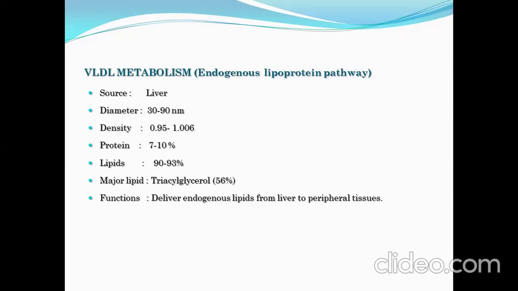So you can make a chart of these different lipoproteins for remembering purposes. Okay. And the major lipid is triglycerides. Previously, the triglyceride was about 88%, so the triglyceride content is quite decreased here, only about 56%. Okay. So neutral fat triglycerides is about 56%. And the function of VLDL is to deliver endogenous lipids from the liver to peripheral tissue. Okay.